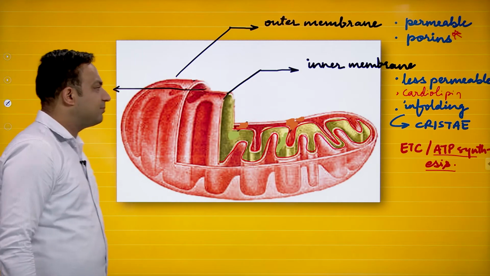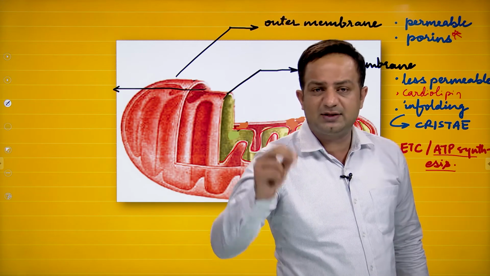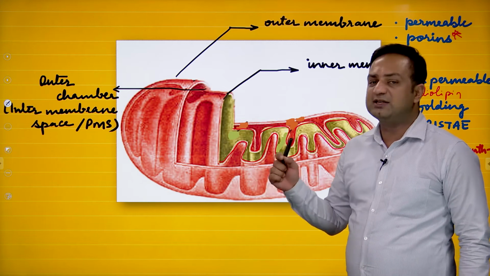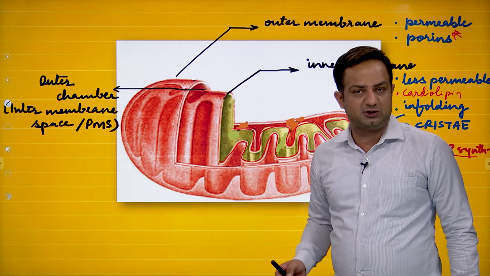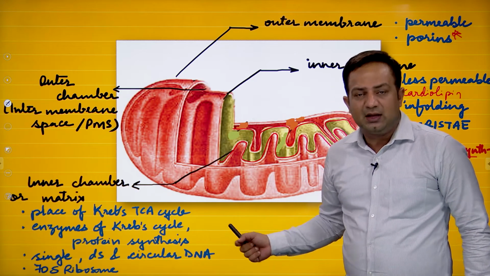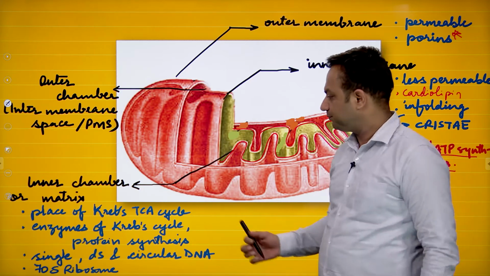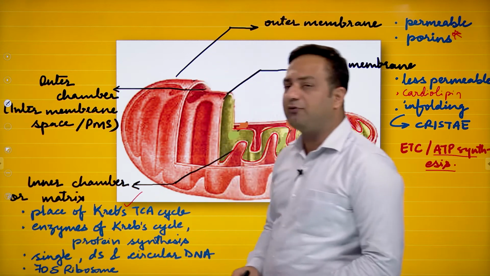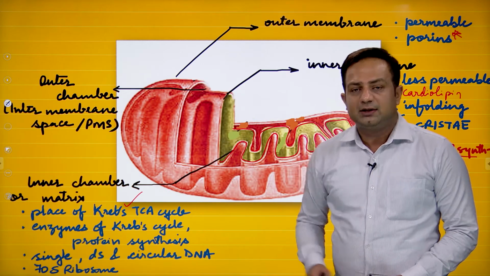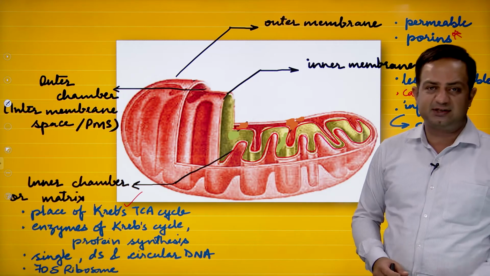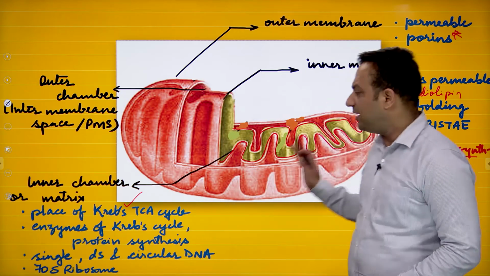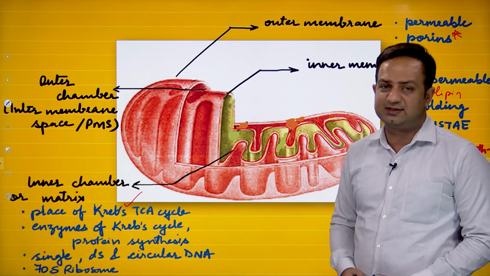Then come the chambers, because there are two membranes. These two membranes are enclosing two chambers. The outer chamber is also called the intermembrane space or perimitochondrial space, whereas the inner chamber is named the matrix. Now this matrix consists of the enzymes of the Krebs TCA cycle, one of the steps of aerobic respiration. Number two, the matrix has 70S ribosomes in it, meaning the matrix has the enzymes of protein synthesis as well.